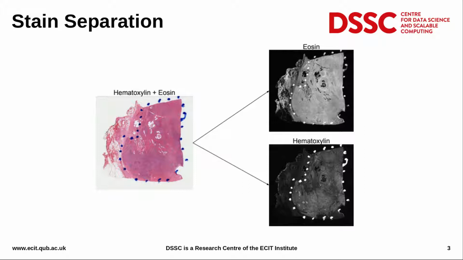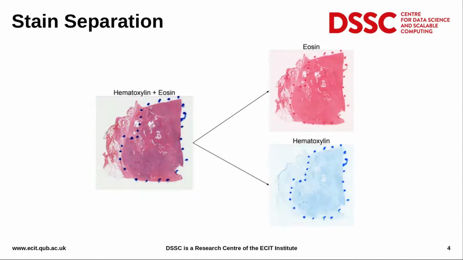Stain separation typically decomposes a tissue image into stain concentrations or densities, visualized here as black and white images. These represent how much of each stain has been absorbed at each pixel location. Alongside the stain concentrations, stain colors are also estimated. Here we can see that the colors have been determined for hematoxylin and eosin, which have been used to colorize the black and white images from the previous slide.